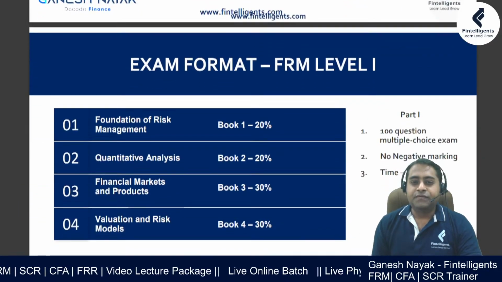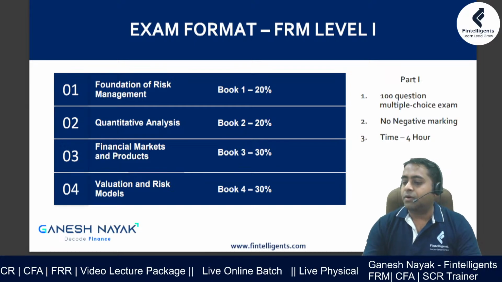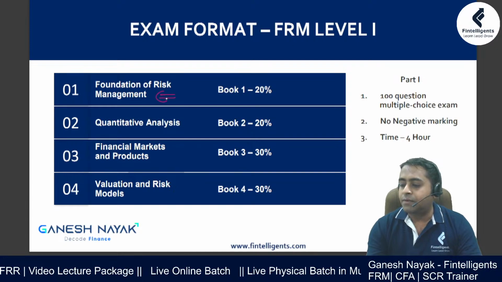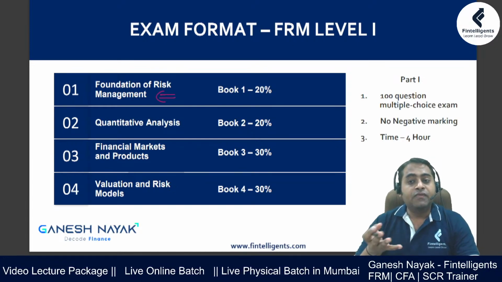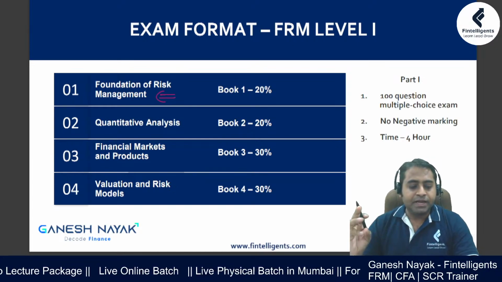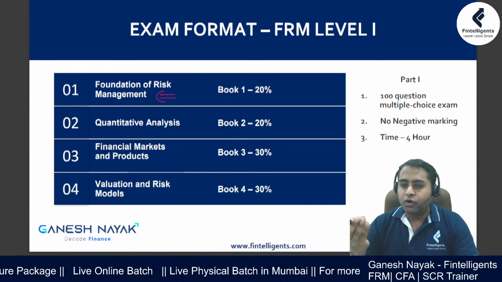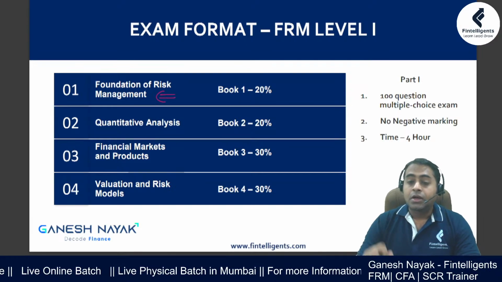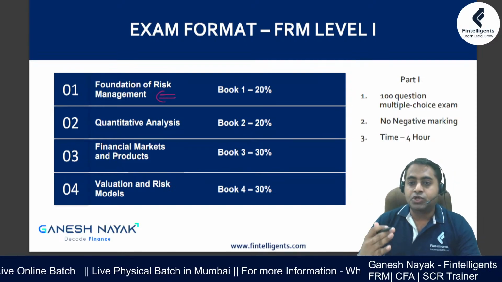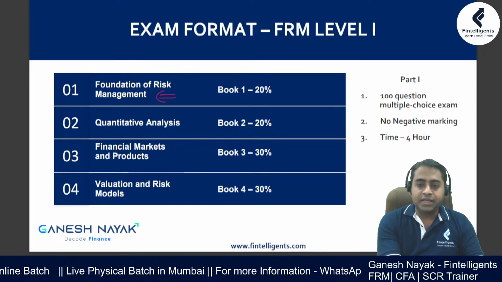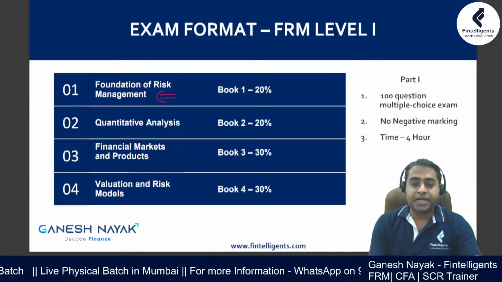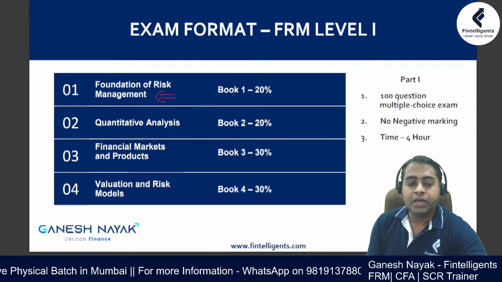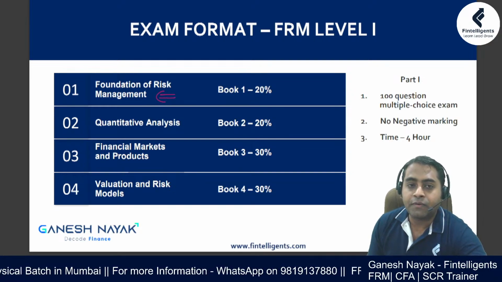Now let us move towards the format. When we look at the format, in Level 1 there are 4 books. The first book is called Foundation of Risk Management. In this book, you will find the majority of theory related to risk management and portfolio management, basic theory. How does a bank think about risk? How do they assess the risk? What are the major crises that have happened in the history of banking? You get a brief about all of these things in the section on foundation of risk management.